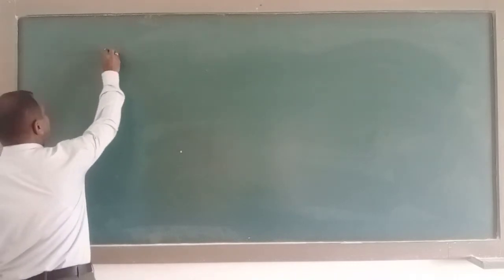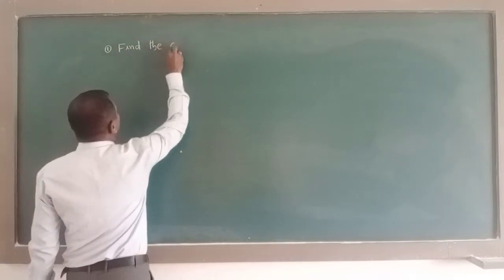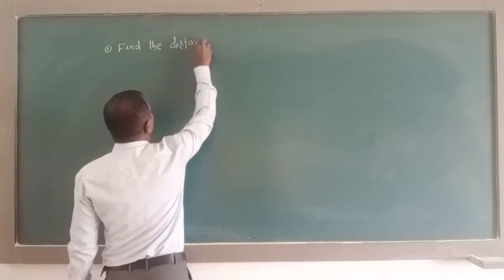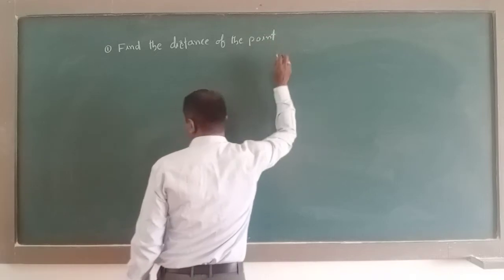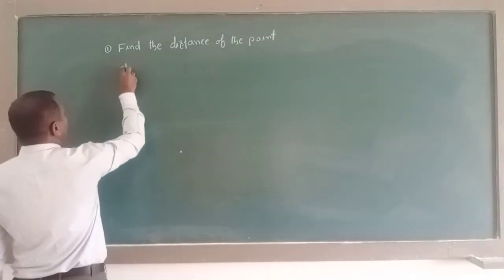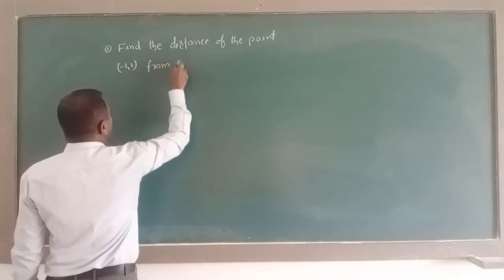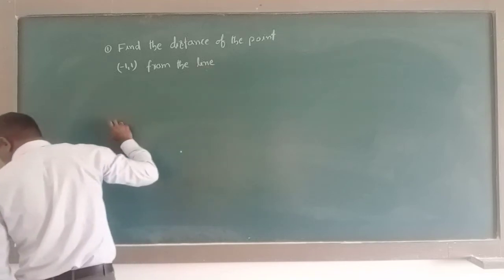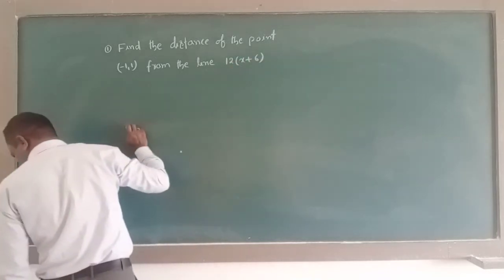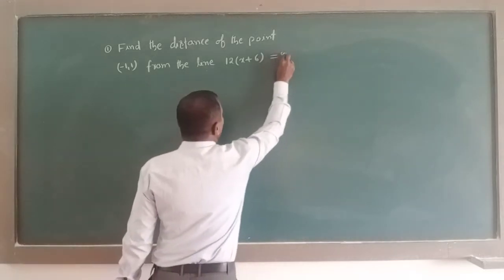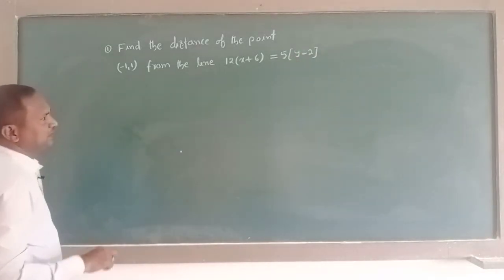Find the distance of the point minus 1, 1 from the line 12 of x plus 6 is equal to 5 of y minus 2. They gave it here.